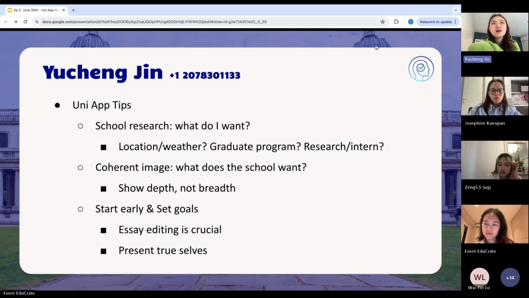That definitely helps a lot with the app, and it also relieves your stress, because the third term of IB can be super packed. It's a lot of IAs and EEs and uni apps together too.